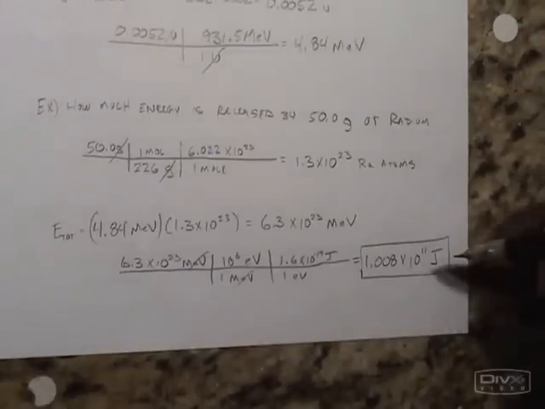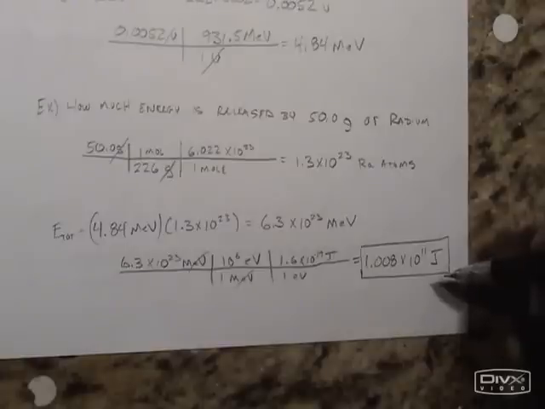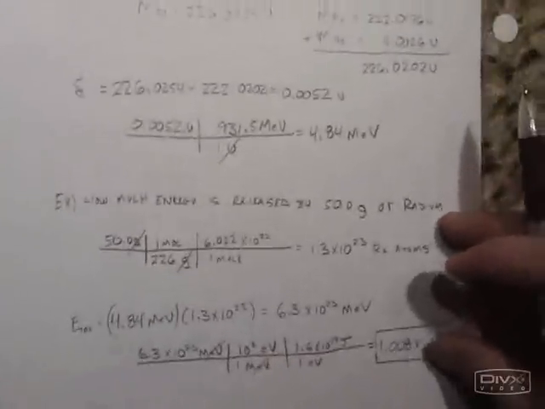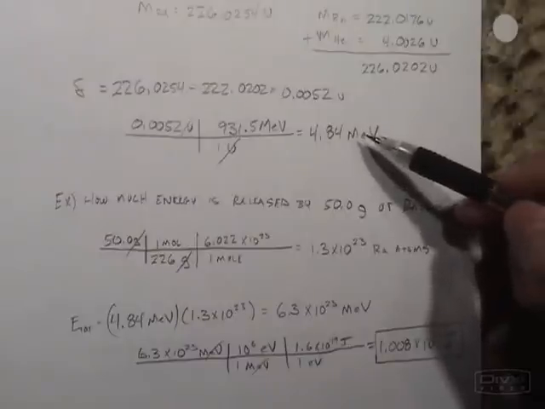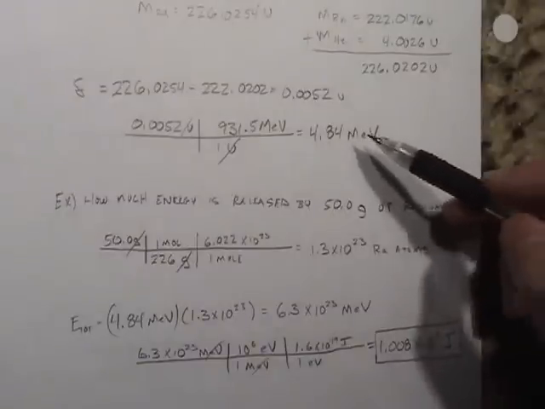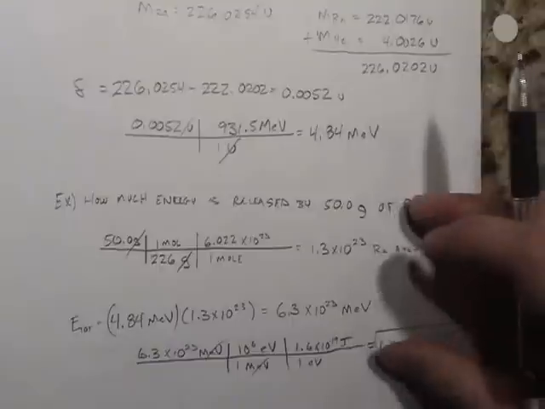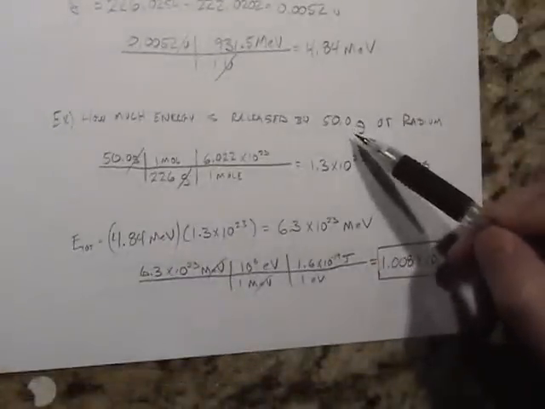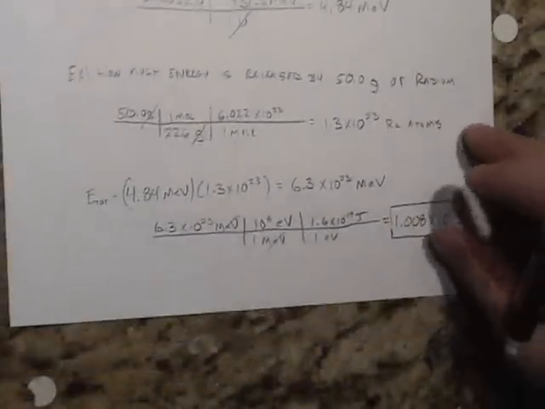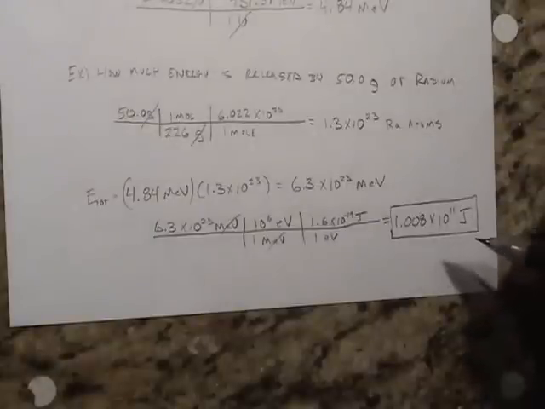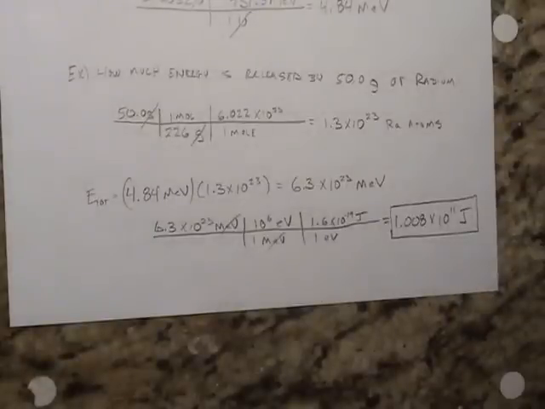1 times 10 to the 11th joules is approximately the same amount of energy that's required to power a 100-watt light bulb for about 32 years. So although the individual atom gives off a relatively small amount of energy, although 4 mega electron volts is a pretty significant amount of energy, just a small sample of only 50 grams will produce enough energy over its lifetime to power a 100-watt light bulb for almost a third of your life.